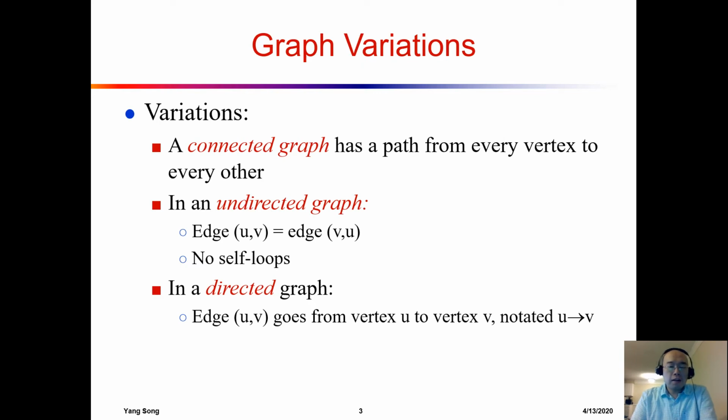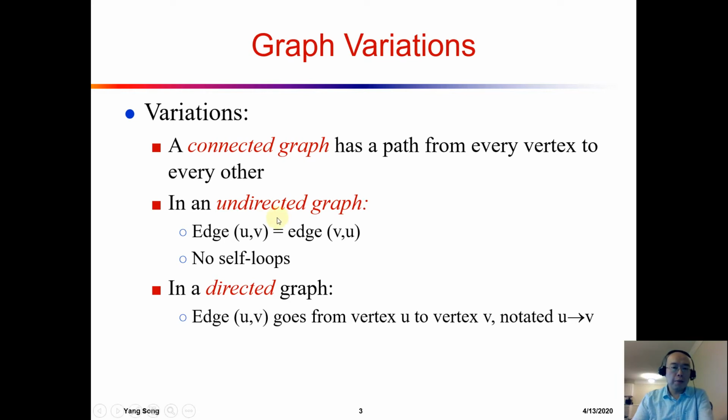And there are a few variations of the graphs, and the first one is a connected graph, and it has a path from every vertex to another. So if you randomly pick two vertices, and you can always find a path from one node to another, then you can call that a connected graph.